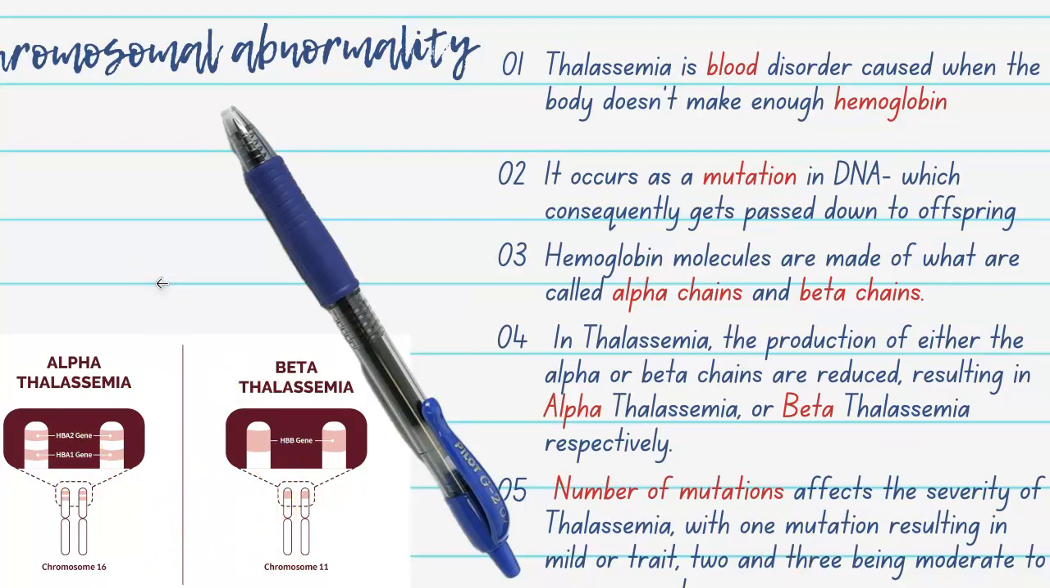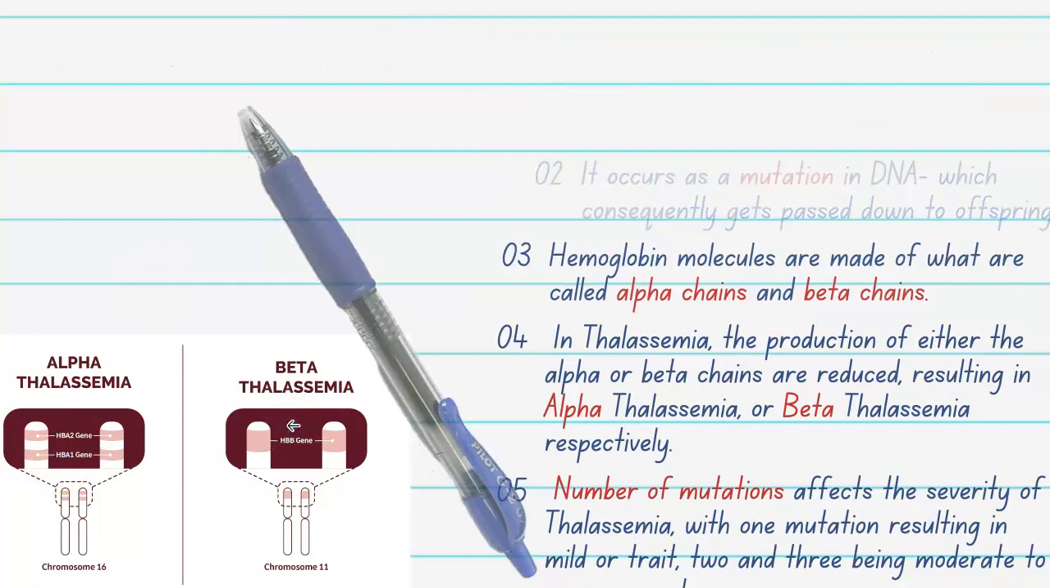Also important to note is the number of mutations, which affects the severity of thalassemia. One mutation may result in mild or trait thalassemia, which is what I have. My dad has trait and I also have trait. Two or three mutations are moderate and severe in either case of alpha or beta thalassemia, which we'll see.